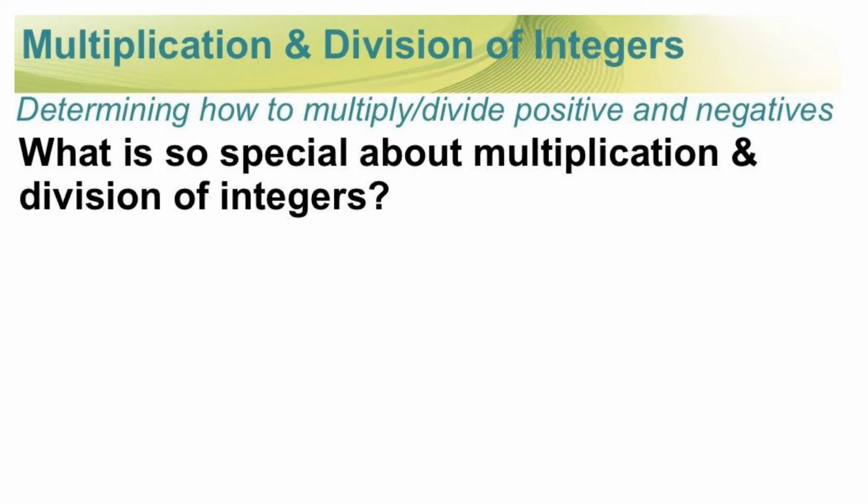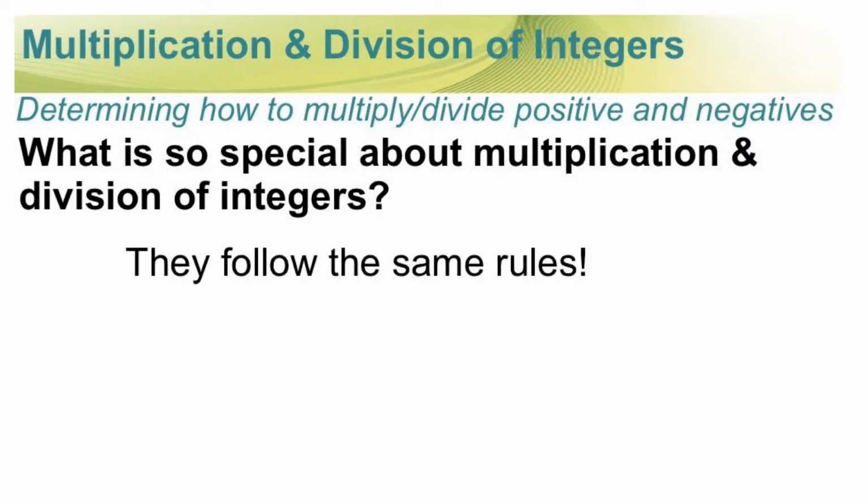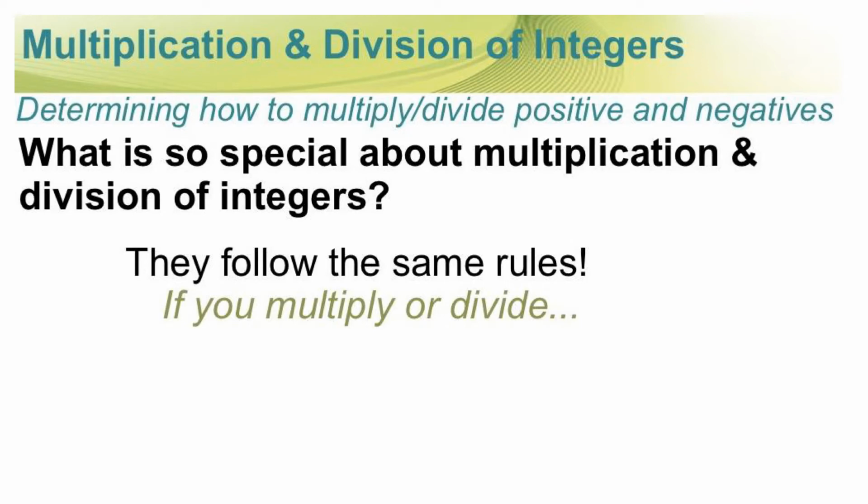Well, I have some good news for you, and that is they follow the same rules no matter what operation it is that you're doing. So, for example, if you multiply or divide, these are going to be the rules that you're following. If you're taking a positive number times a positive number, your answer is going to be positive. The same is true for a division problem. A positive number divided by a positive number is positive.